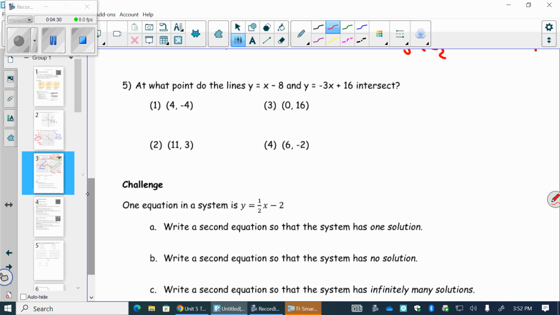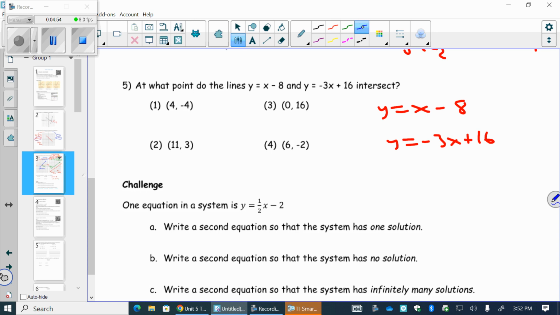At what point do these lines intersect? So since this is a multiple choice question, if you wanted to, you could try and plug in every point to both of the equations and see what works. Okay, that's up to you. Or you could just solve the system. So watch, y equals x minus 8 and y equals negative 3x plus 16.